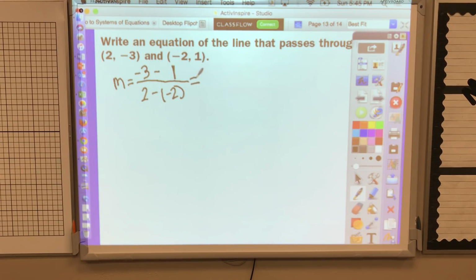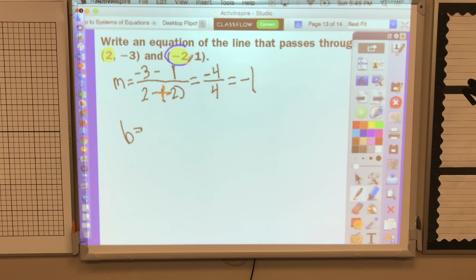So -3 minus a negative 1 gives me a -4 on the top. On the bottom, I have that double negative, so it's really an addition problem. So 2 plus 2 is 4, and this time this simplifies to a slope of -1. Now I again have to find b, so I'm going to first check my ordered pairs, and neither one of them again has a 0 for x, so I have to go through the work and find it. Doesn't matter which ordered pair you pick.